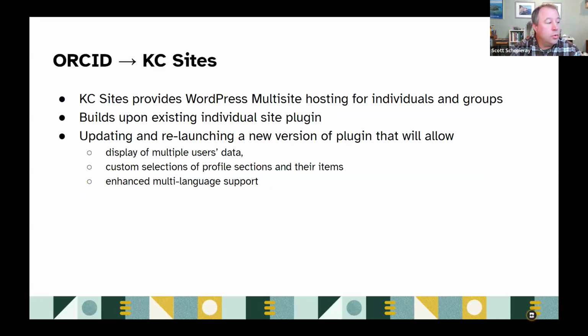So Sites is the tool that provides our WordPress multi-site hosting. This newer version of the plugin will also allow you to pull it into any sites that you have on the platform. And we're also working on ways that the new version of the plugin will allow you to have multiple users' information displayed on a page. So a research center might be able to use data from the ORCID profiles of all the members of the center. And also working on ways that people can do custom profile sections and items so that you can choose those pieces of your profile that are particularly relevant to that.